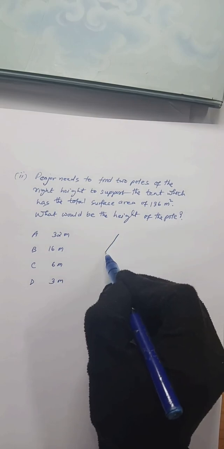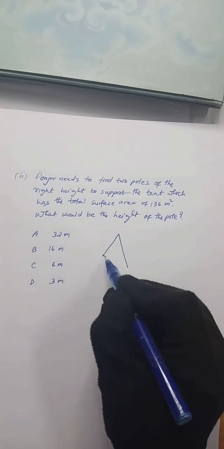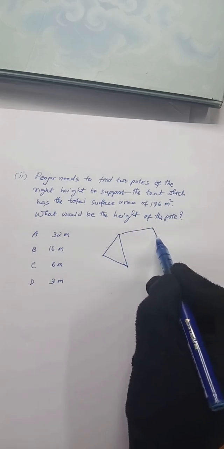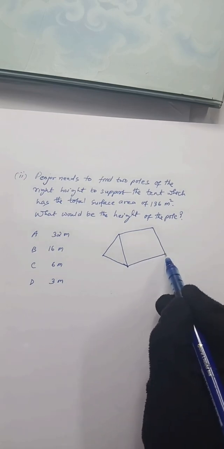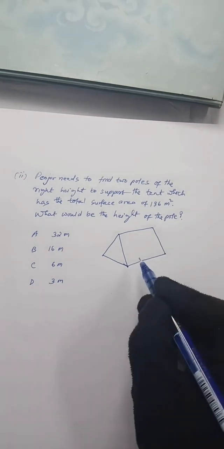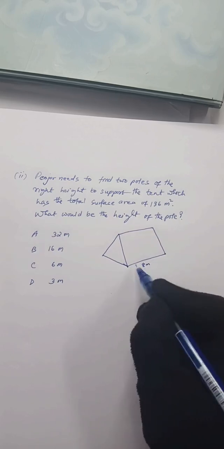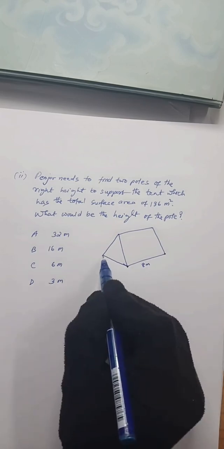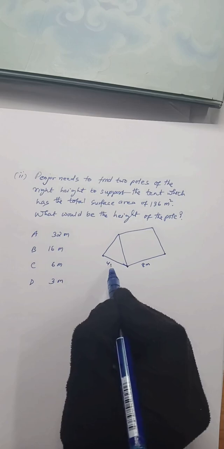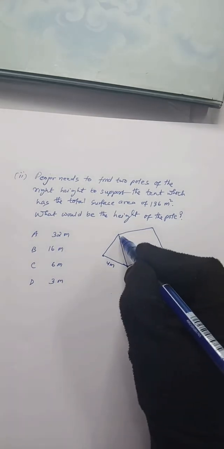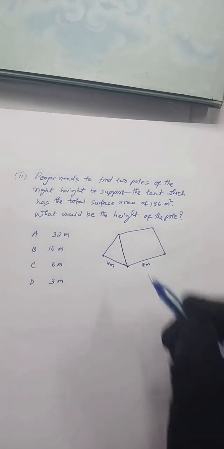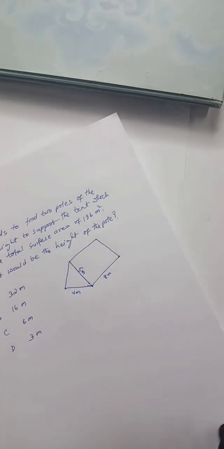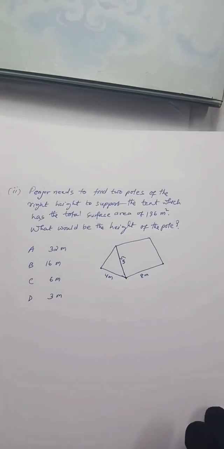And this diagram was given. This is our tent. The side length was given: from this point to this point, the length is 8 meter. From this point to this point, it's 4 meter. And this sloping length was also given, and the length was 5 meter.